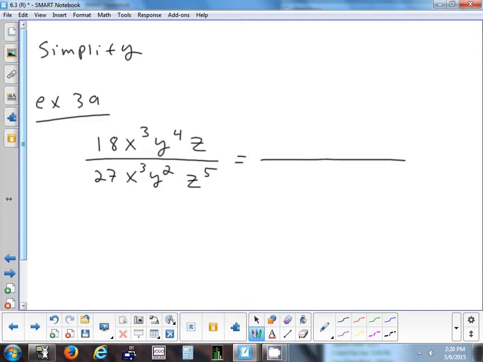All right. Who can tell me, looking at 18 and 27, what are both of those divisible by? The biggest number you can think of. 3. They are divisible by 3. 9. 9. Okay.